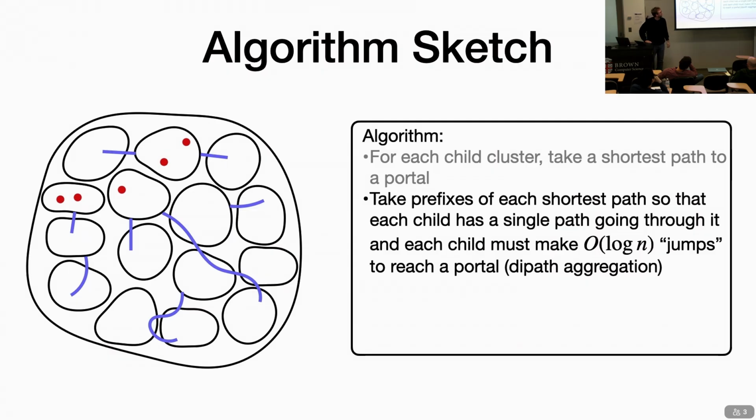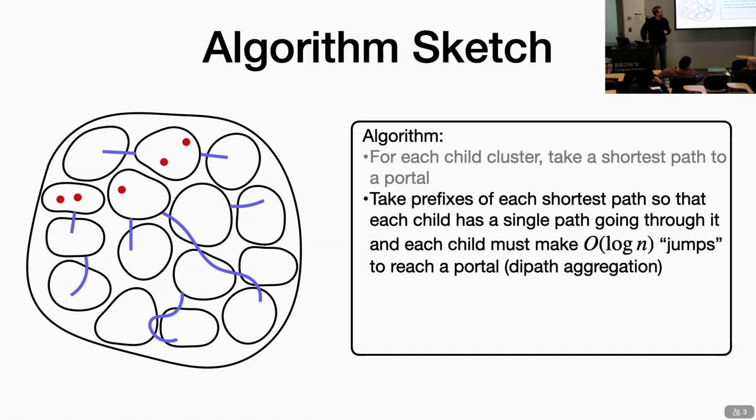And then our goal is going to be to take a prefix of all of these paths, and we're going to require that each child cluster only has a single path going through it. So, for example, here, this one got chopped off because this path is going through it. And it's also going to be important that if you start at some child cluster and follow it all the way up to a portal, it doesn't have to hop too many times to get there. So it only has to take log n hops.